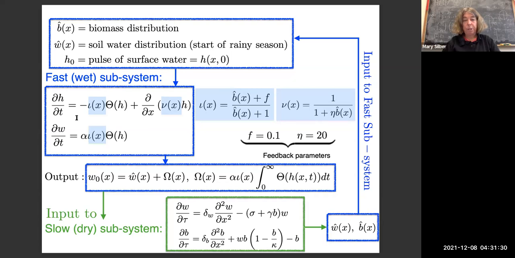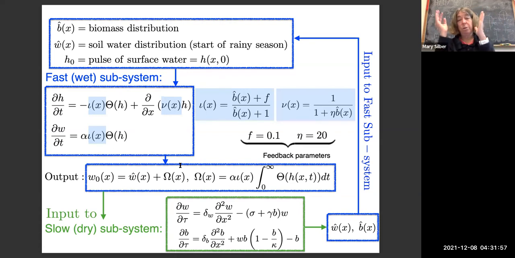That gives you the updated soil moisture, and you feed that into this slow system, which is a reaction-diffusion system of equations for soil moisture and biomass distribution. You run that until the next storm comes, and then you go back to this fast system. So that's the way that we're going to investigate this.